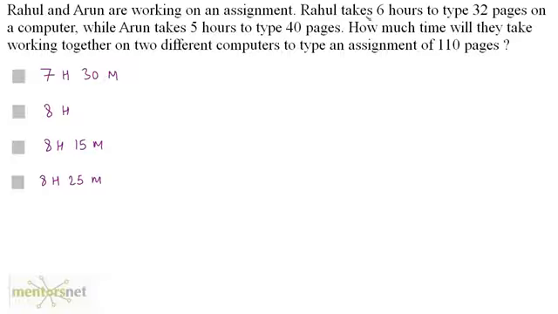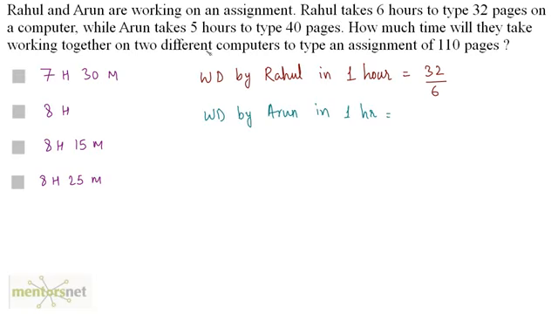So work done by Rahul, or the pages typed by Rahul in 1 hour, will be equal to 32 by 6. Similarly, the total work done by Arun in 1 hour will be equal to his work done upon the number of hours taken. So 40 by 5, and that's equal to 8. Now we can also simplify this one. 2 times 16 is 32 and 2 times 3 is 6. So this is 16 by 3.